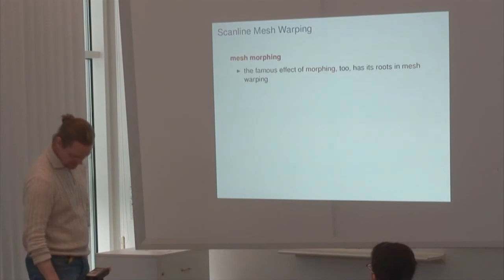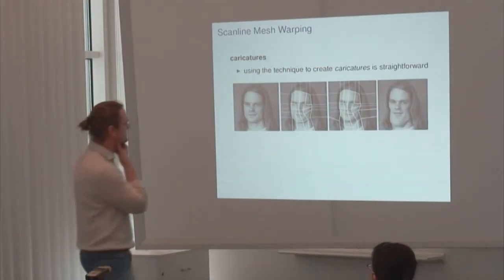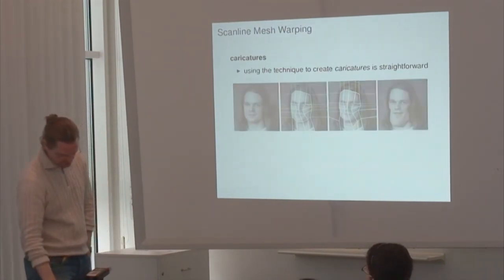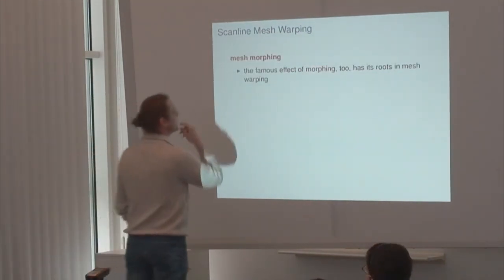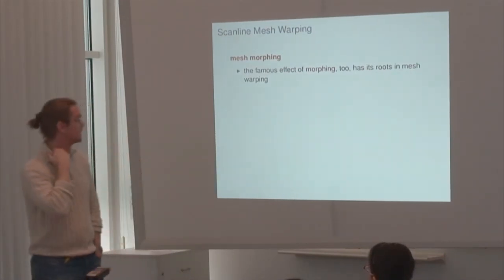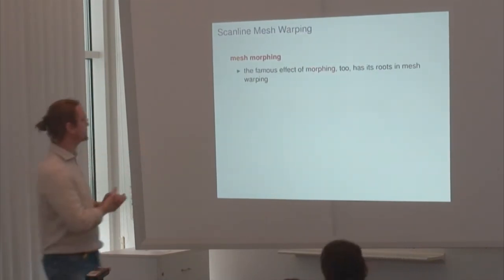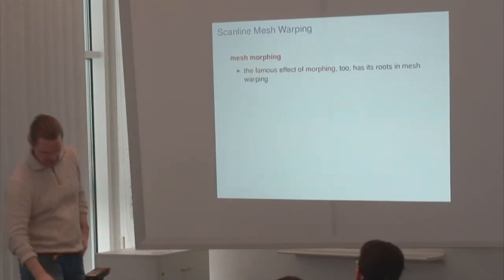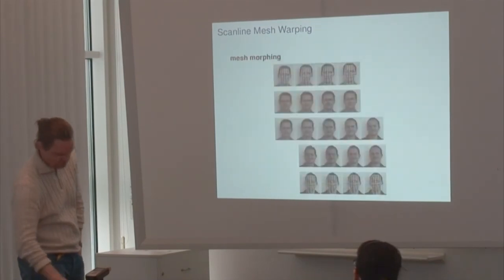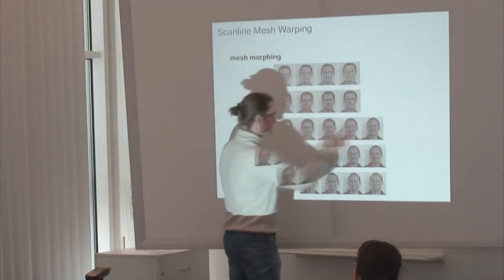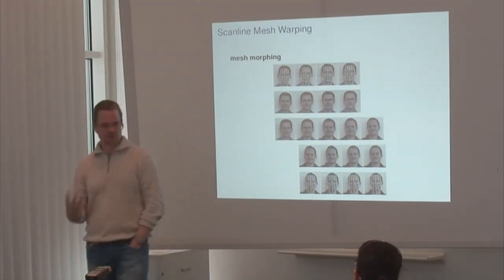Okay, and now that we understand this is basically the idea of mesh warping, we can understand where this idea of morphing comes from. Originally, it was basically just a mesh warping algorithm. So the famous effect of morphing something into something else has its roots again in mesh warping. And let me first show you an example. By morphing I mean create a transition from here to there that is smooth.